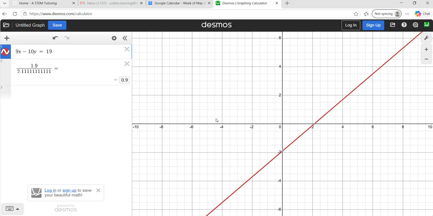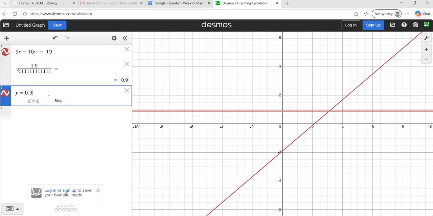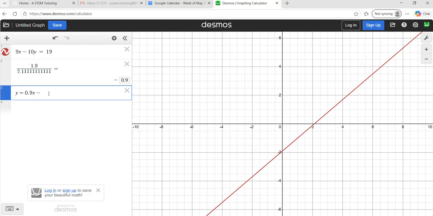So now we know the slope, we know the y-intercept, negative 1.9. We can write a similar equation for this line in y equals mx plus b format, because we know the slope m and we know this y-intercept b. So we can rewrite this as y equals 0.9x minus 1.9. And you can see if I hide this line, it's the exact same line.